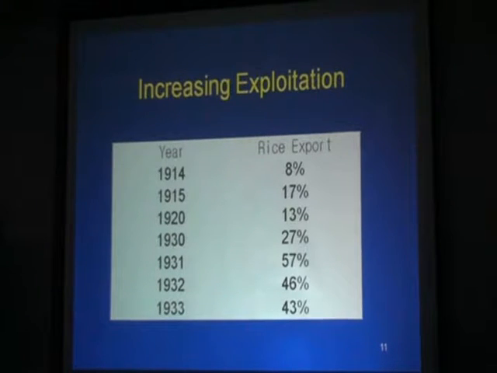The exploitation under Japanese colonialism, we cannot imagine how bad it was. For example, about 50% of rice production went to Japan. This is simply one example. All other products as well. Korea was like a supply base to Japan at the time.